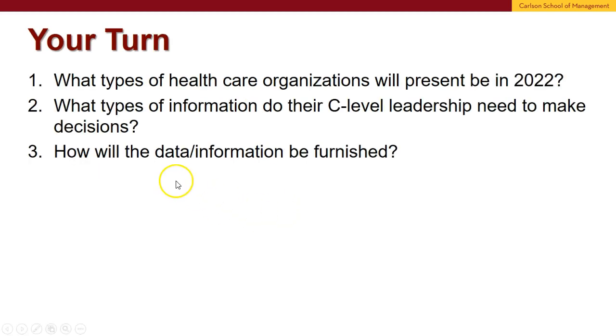And then lastly, your turn. This is going to show up as a set of quiz questions for you to do, and they're open-ended. What types of healthcare organizations will be present in 2022? You can decide whatever ones you think will be there. What do you think the dominant ones are going to be? The quiz question will kind of structure that more for you. What types of information do you think C-level leadership need to make decisions with? And how will that information be furnished? And again, I won't make these completely open-ended, but there will be some thought. There's no right or wrong answer. It's just to get a flavor from you as to what your thoughts are on this subject.